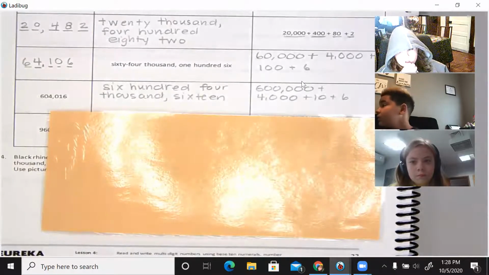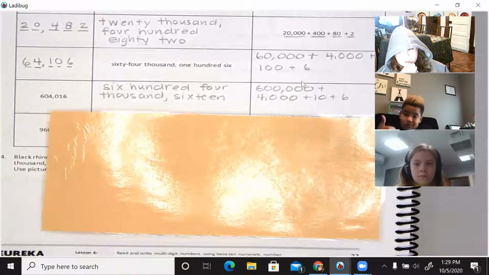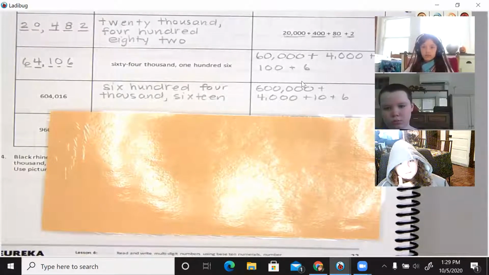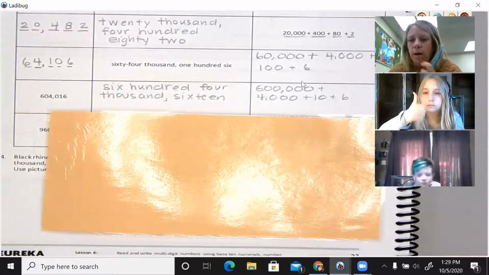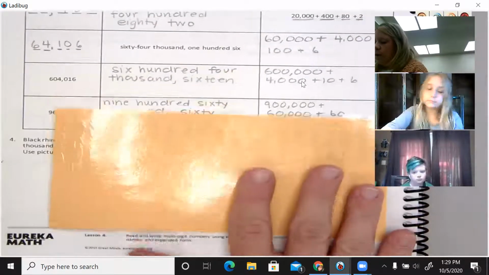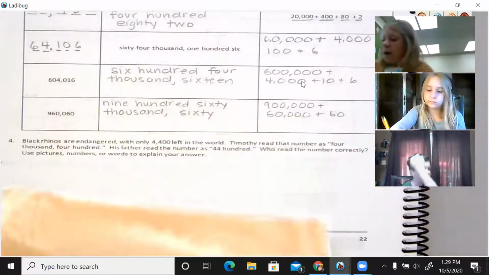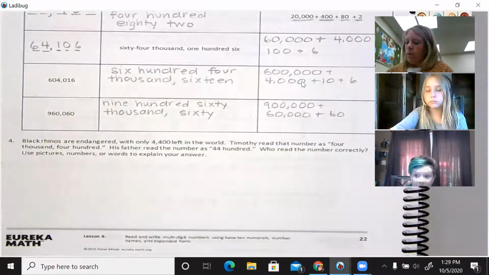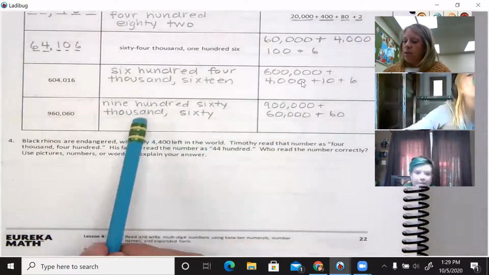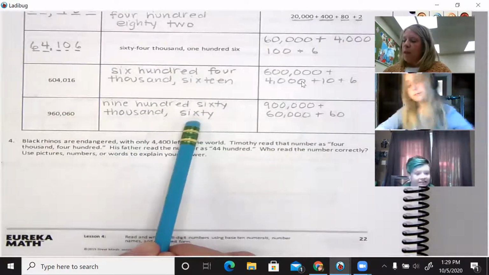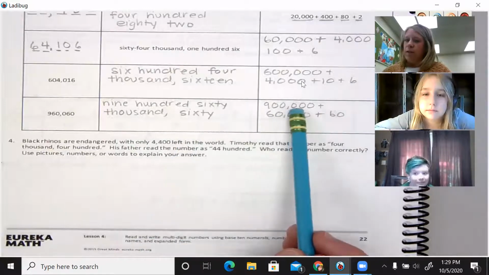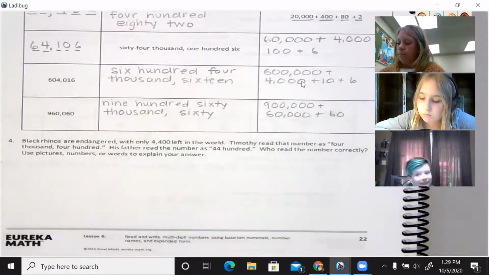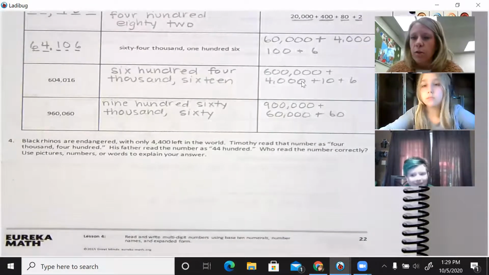So if you got both of those correct, give me a thumbs up. Give me a wave if you have a question. All right, everyone looks good. Okay, last one. We have this really big number, 960,060. And in word form, that is 960,000, 60. In expanded form, 900,000 plus 60,000 plus 60. Any questions with that one?